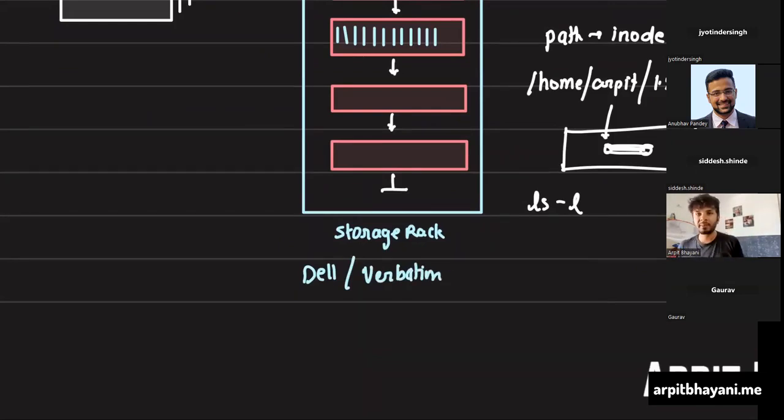So Dell and Verbatim are market leaders, and even WD, how can I forget WD? Dell, Verbatim, Western Digital, these are market leaders in the storage space. They sell storage racks like this. So when Amazon, Google, and all of these companies build it, they choose to, now they have started manufacturing it, but they typically get this cheap hardware from these companies and they put it there.